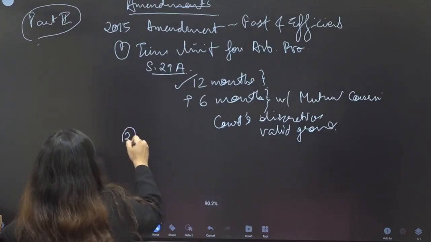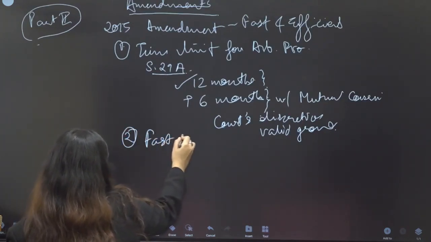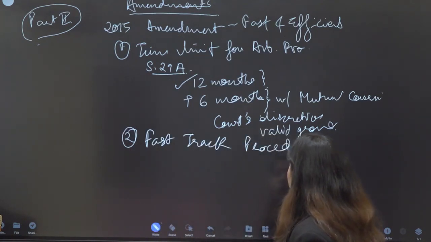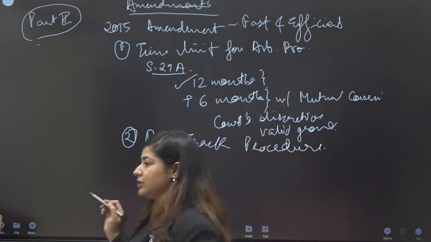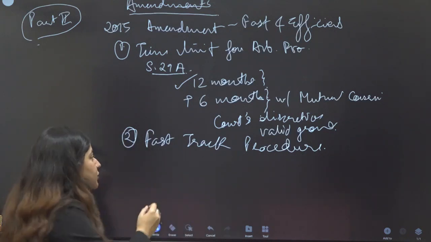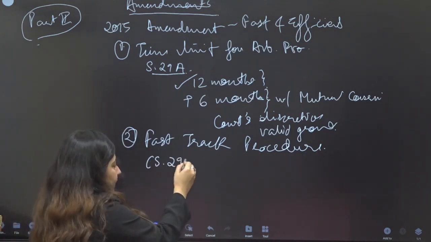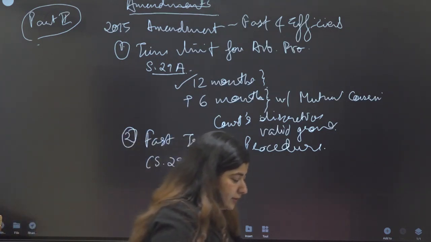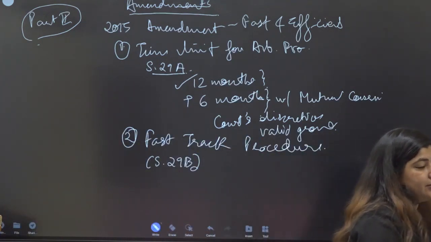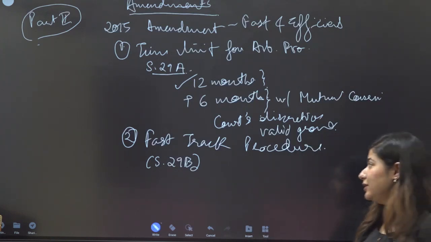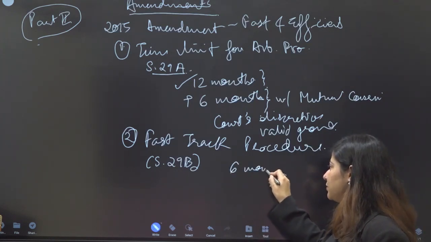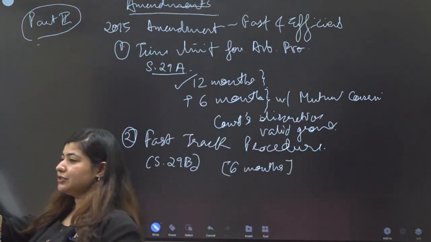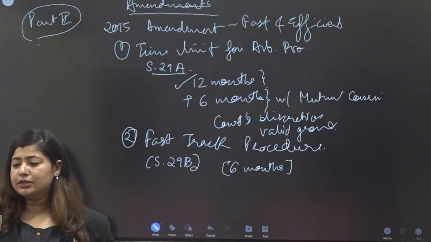Next is your fast track procedure. The time limit was imposed, and now they also provided a provision for fast track procedure. Fast track procedure is your section number 29B. What does the fast track procedure do? The award must be passed within 6 months. In fast track procedures, things happen very fast. So we will write what happens in fast track arbitration.